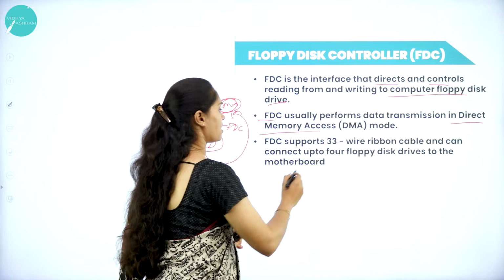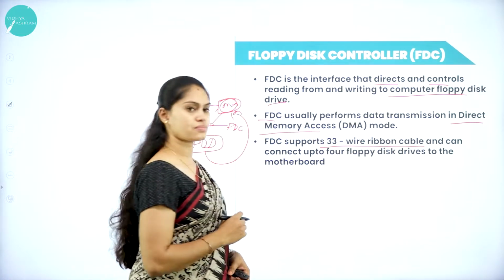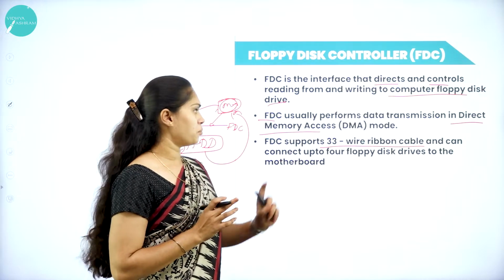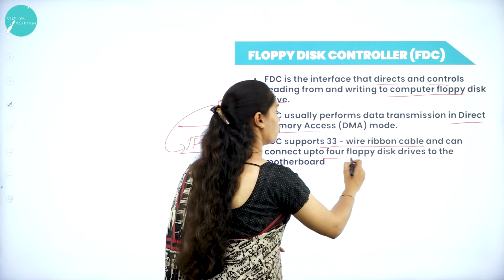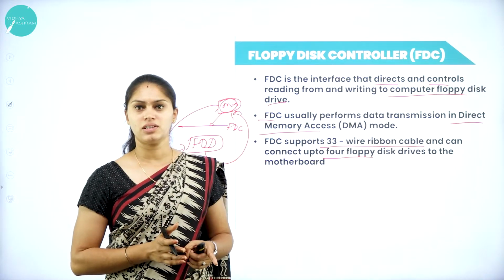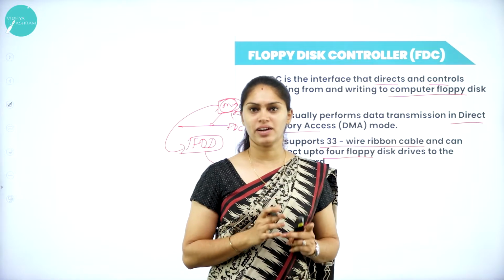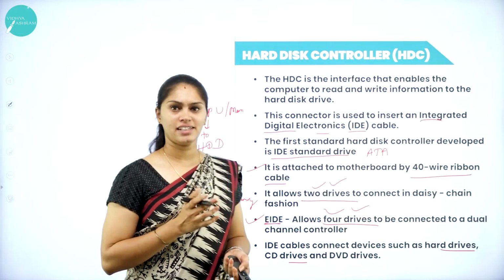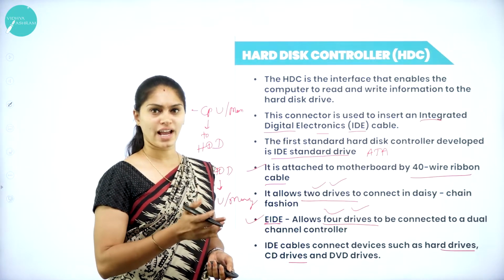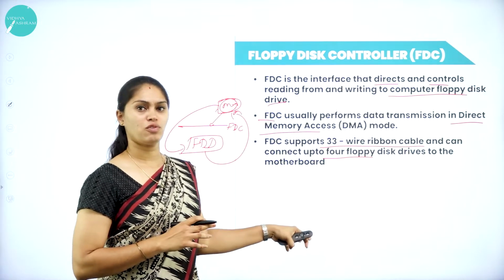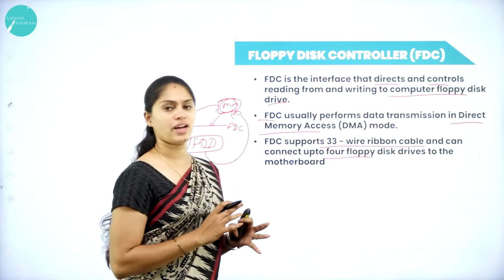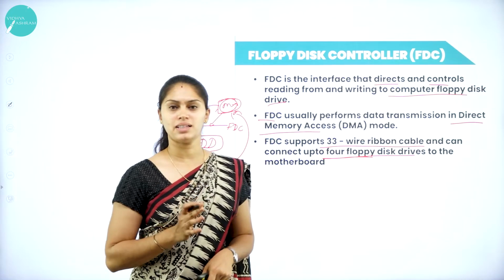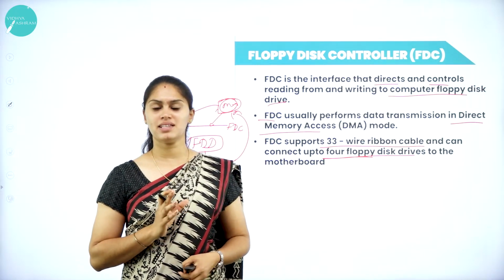So the floppy disk controller supports a 33 wire ribbon cable, and we can connect up to 4 floppy disk drives to the motherboard. In the HDC there will be a 40 wire ribbon cable, right? With the help of IDE and EIDE, we can connect 2 drives or 4 drives. But in the floppy disk controller, with the help of the 33 wire ribbon cable, we can connect up to 4 floppy disk drives to the motherboard. It is all regarding the floppy disk controller.